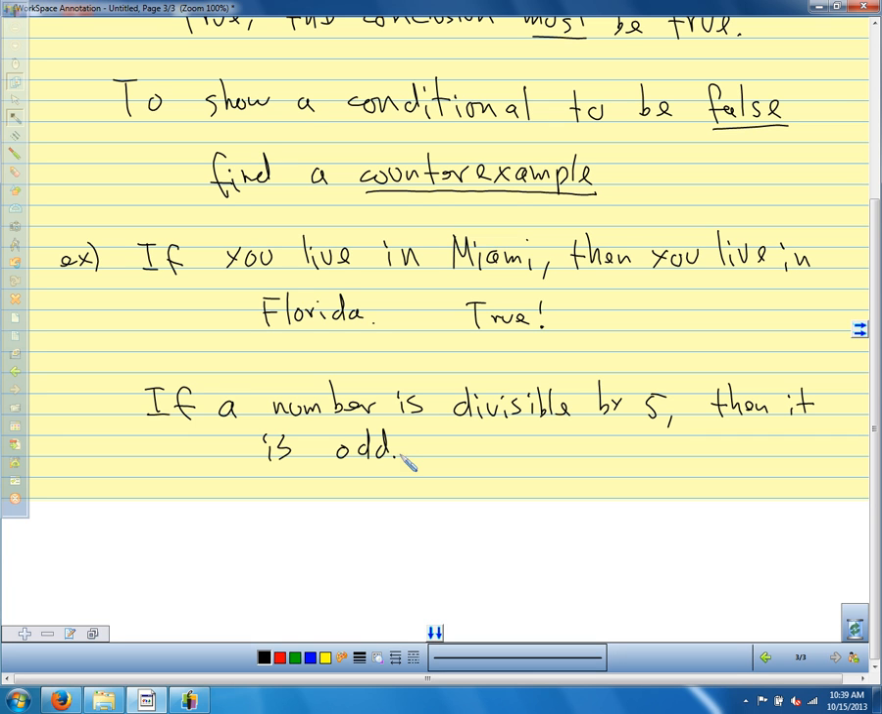What do you think? False. Very nice. This is going to be false. Because 10 divided by 5 is 2. So 10 is divisible by 5. 10 is not odd. So there's our counterexample. 10 is our counterexample. So the truth value of this would be false, and our counterexample would be 10.